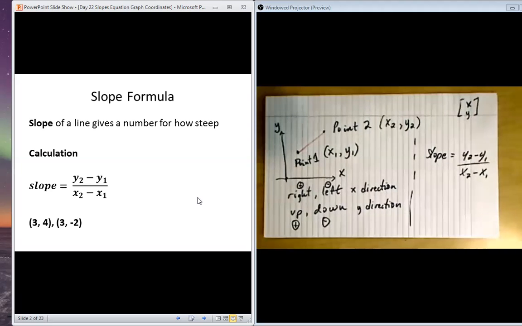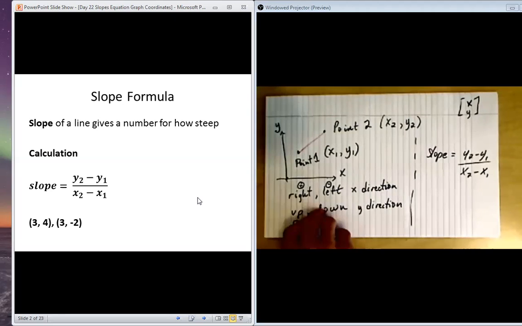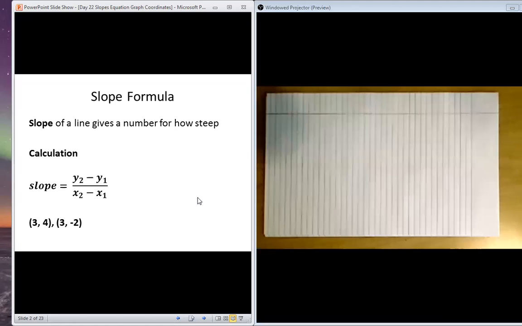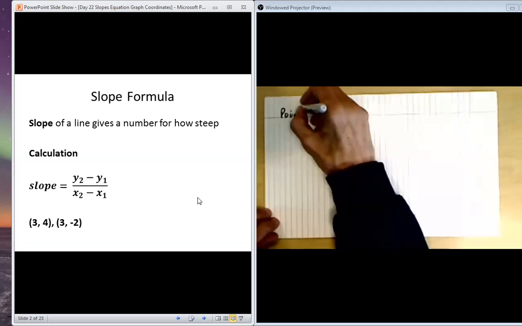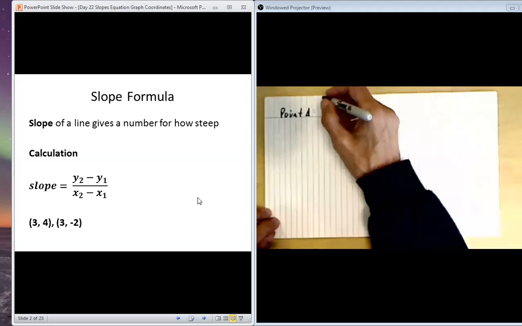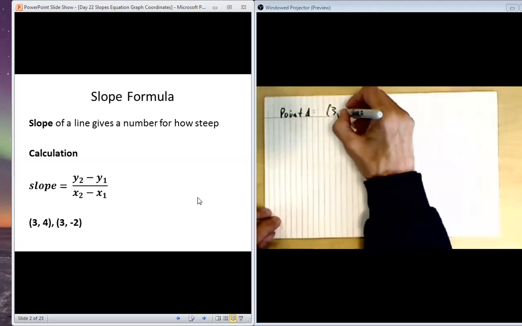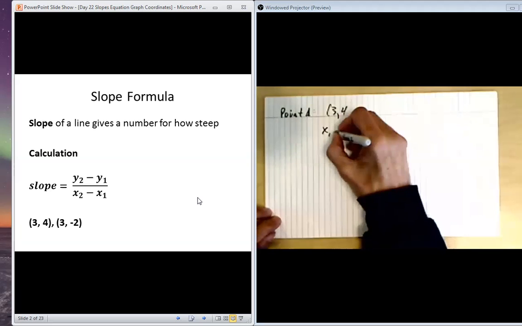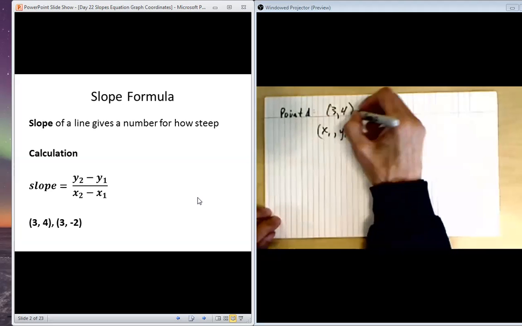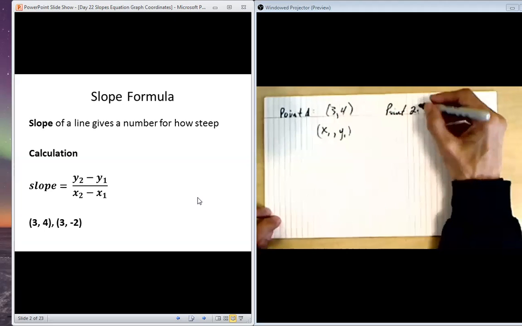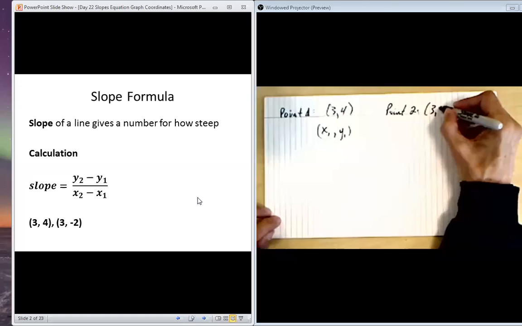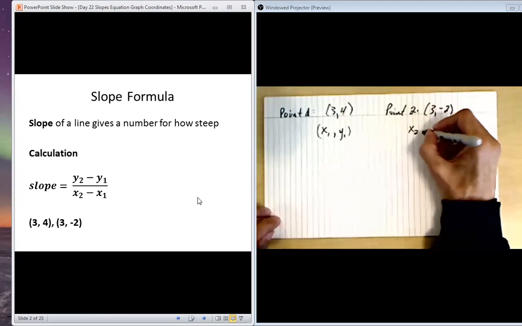Okay, see? So if those were the numbers, substitute them in and work it out. I can even just show you that one here. We're given that point 1, the first one there, is (3, 4). So that would be x1, y1 like that. And then the other point, what we got there, (3, -2). That's x2, y2.